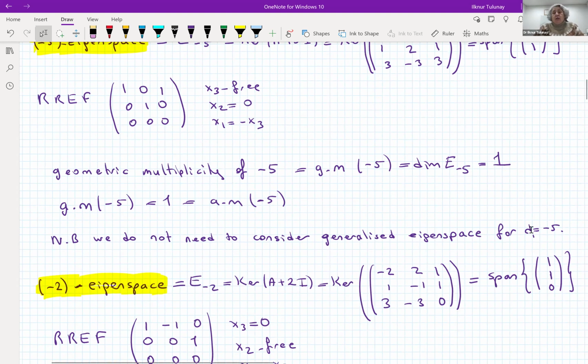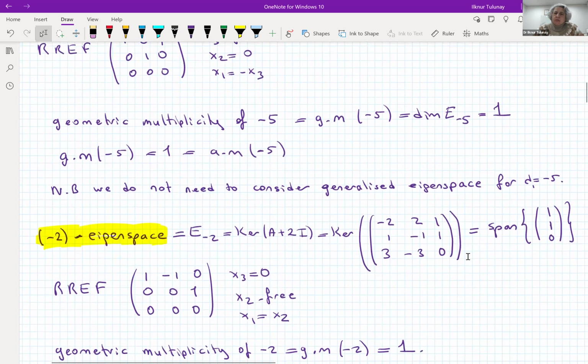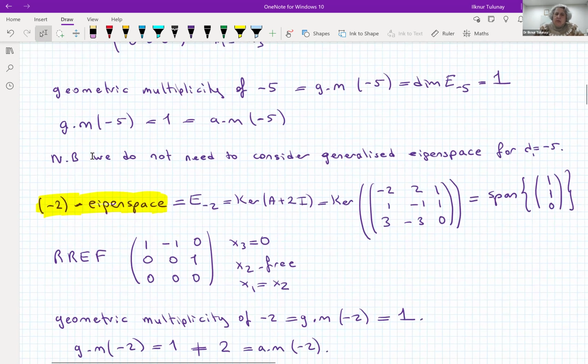Okay, we need to look at the other eigenvalue. Lambda is equal to minus 2, right? We don't need to consider the generalized eigenspaces for lambda equal to minus 5 because geometric multiplicity and algebraic multiplicity are the same.